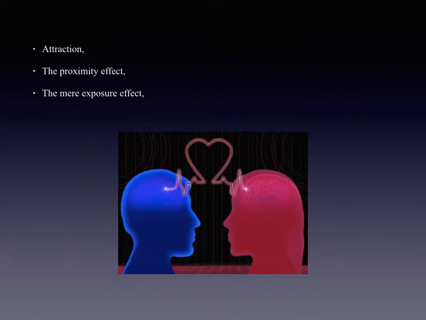So, attraction is highly related with the proximity effect and the mere exposure effect. Attraction comes in many ways. It is when we like, love, lust, and form new relationships. And then, as we talk about attraction, the proximity effect is very related to it because the studies revealed that it is the best single predictor of whether two people will get together.